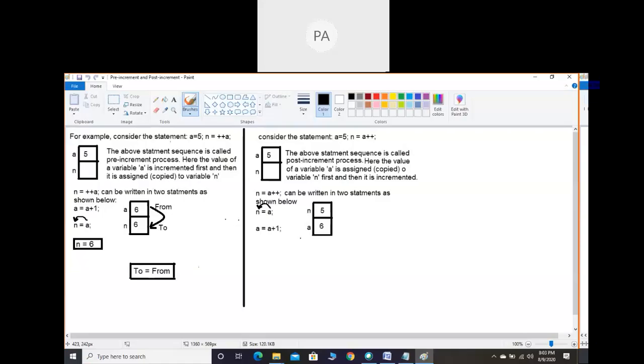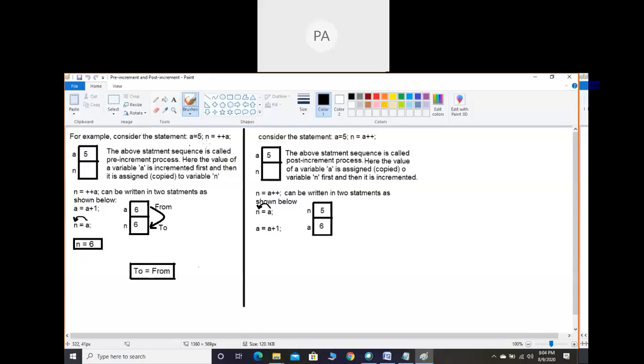Okay, so here you just look at this example. For example, consider the statement a = 5 and n = ++a. Now you just look at the statement a = 5. What happens here? The value 5 is copied into variable a. So from the assignment statement, we have understood the value 5 is copied into variable a. Just look at this memory representation also. a is a variable name, 5 is the value. So that is a normal assignment statement.